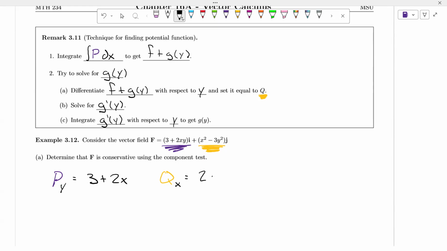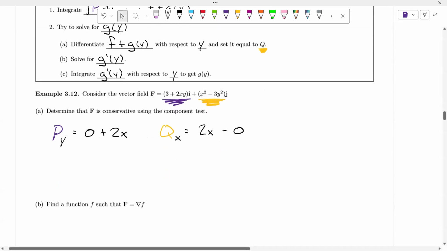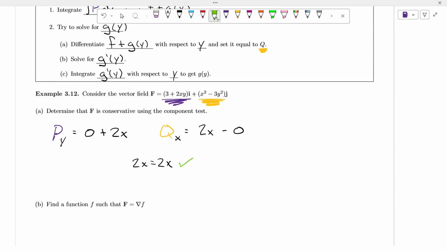2x, and I think that someone's probably about to tell me that I've done something really strange, right? I'm pretty sure the derivative of 3, regardless of whether it's an x or a y partial, is 0. So let's just fix that real quick. Over on the other side, the derivative of negative 3y squared, remember, that's an x partial, so it's also 0. So in the end, I've got 2x equals 2x. So this thing is a conservative field. Right, Py and Qx are equal. Step 1 done.